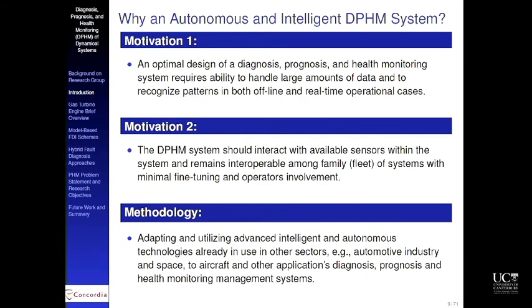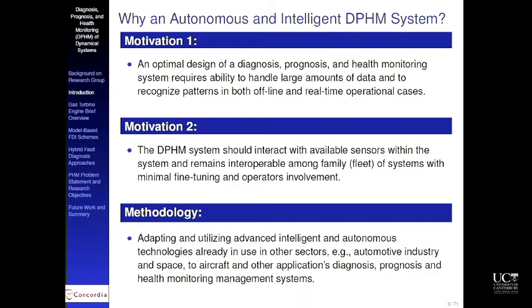Of the DPHM topics that we are interested in, specifically we are looking at autonomous and intelligent. And the rationale for selecting autonomy and intelligence comes from the fact that in order to design an optimal diagnosis, prognosis, and health monitoring system, you need to be able to work with a huge amount of data. As more sensors, more actuators, and more complex scenarios are envisaged in these complex aerospace systems, the data becomes more and more available. So we have to be able to work with the real data. We have to process, and we have to make decisions based on these real data.